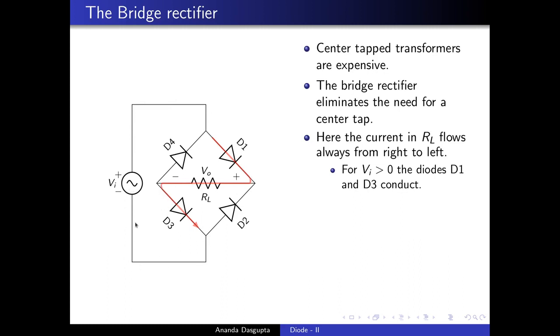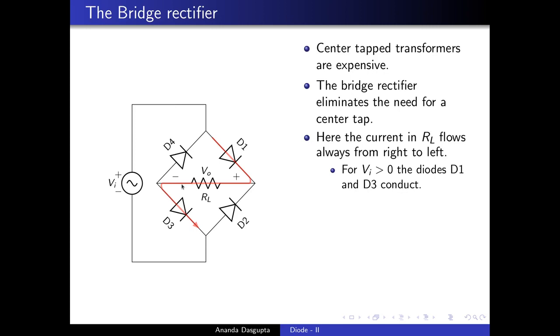So the current, in this case at least, is flowing through D1 and D3. D2 and D4 are reverse biased at this stage, and the current flows in RL from right to left. So of course the voltage drop across RL is also higher on the right hand side than on the left hand side, the plus and minus being as indicated.